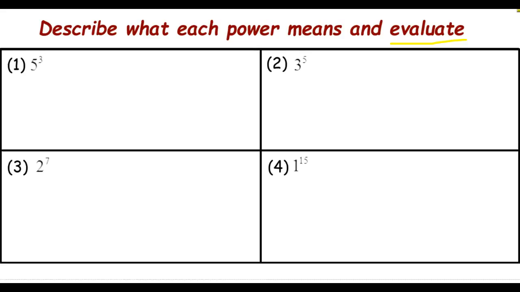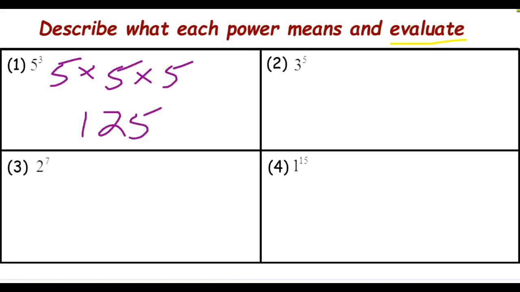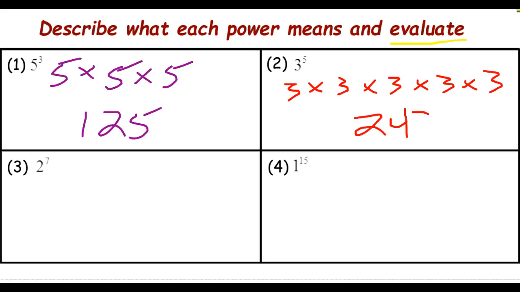So for number 1, that is 5 to the third power, or 5 times 5 times 5. That product is 125. 3 to the fifth power for number 2 is 3 times 3 times 3 times 3 times 3. And that product is 243.